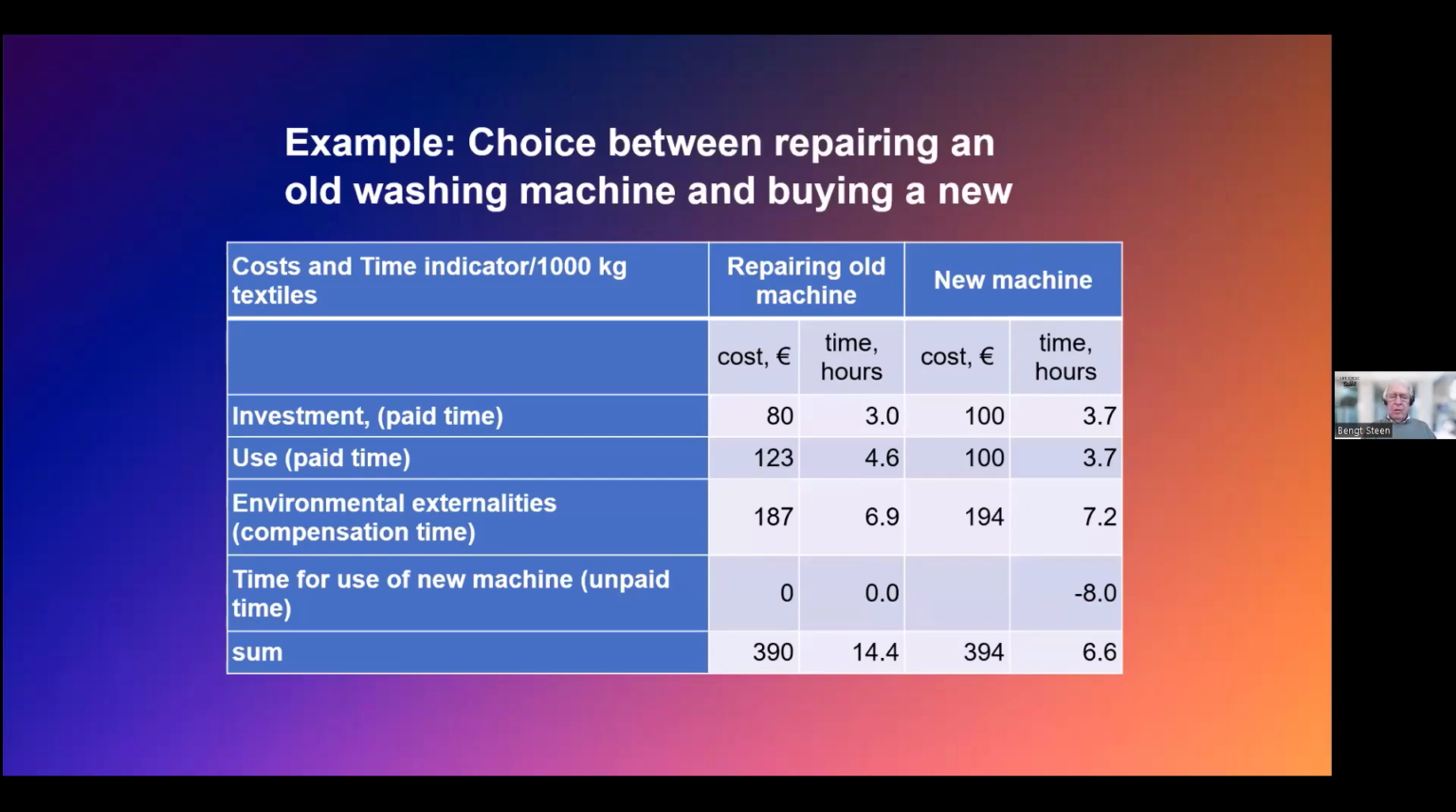But when you include the time you save by the new machine, which is much better, you don't have to iron your shirt, so the clothing is in much better shape with a new machine. And that's arguing for buying a new machine. So in ordinary economy, your own time is not very often included.